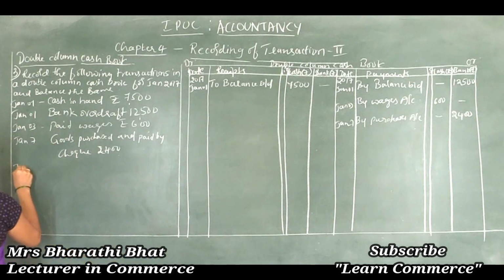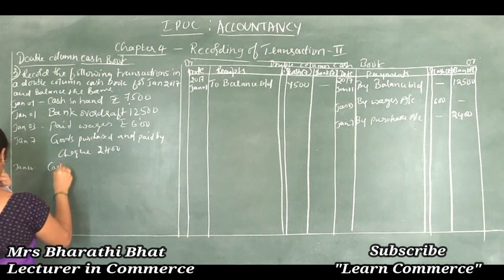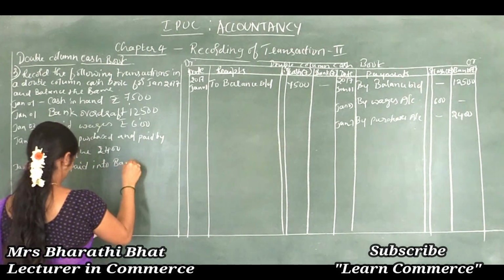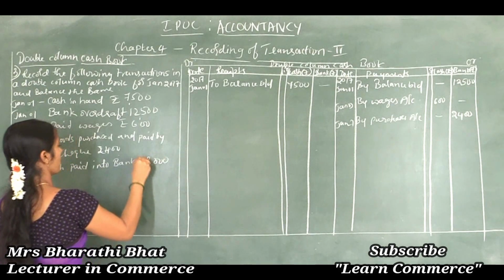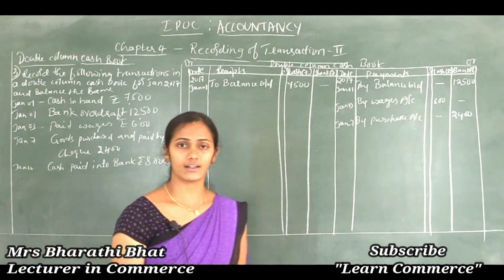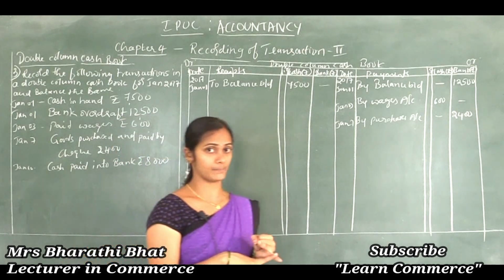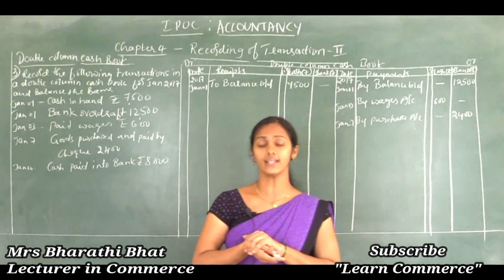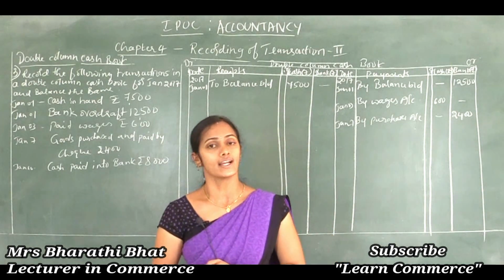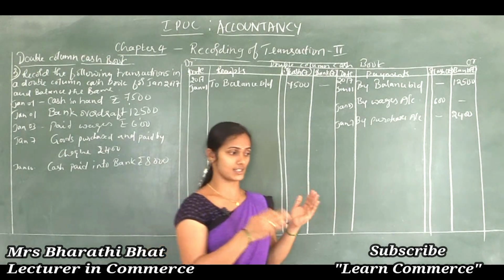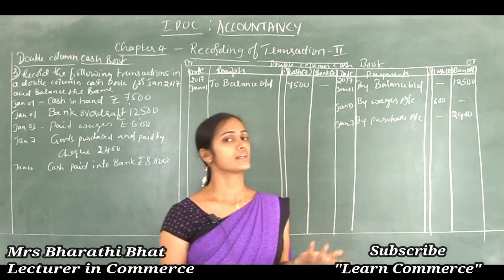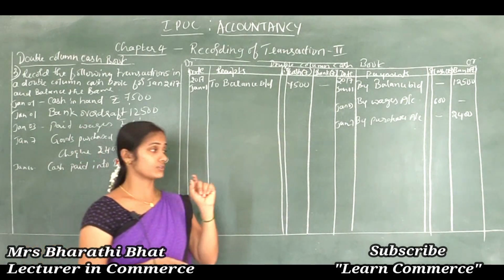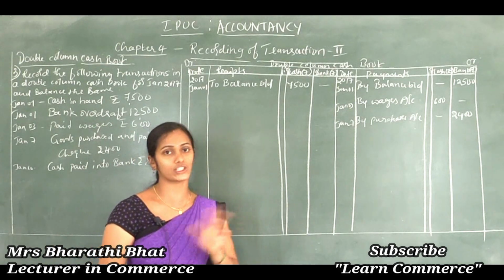And the next one, Jan 10, cash paid into bank, amount 8,000. See, with cash withdrawn from bank, I told you that when a transaction affects both cash and bank, then that transaction is called a contra entry. When such an entry is passed for such a transaction, those entries are called contra entries. Contra entry means that the transaction affects both the cash and bank.